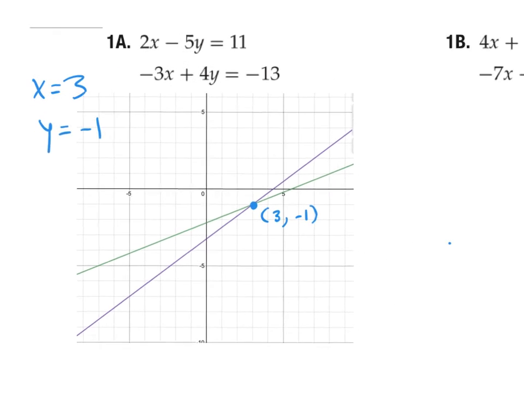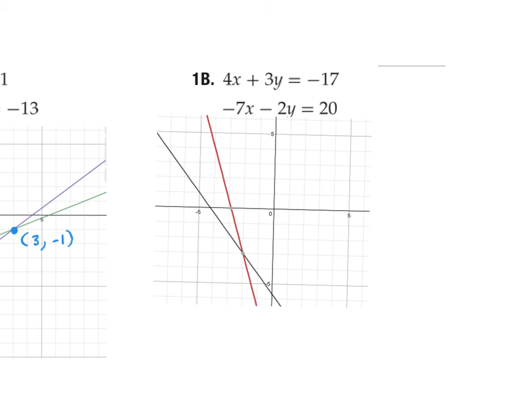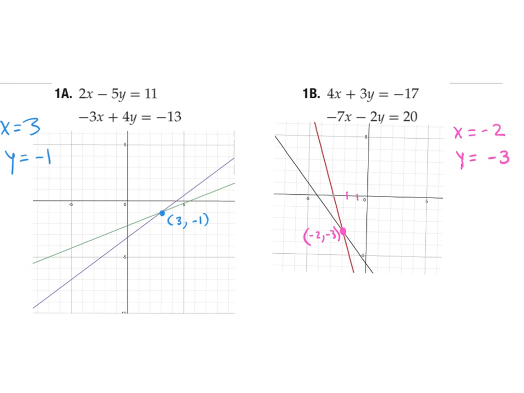All right, let's do the next one. Again, we're going to do the same thing and put it into our graphing. Perfect. They intersect. They go to the left 2, so this would be -2, and down 3, so -3. So what's our x equal to? And what's our y equal to? Awesome. I'll leave these two up here for a second if you want to copy down the graphs.